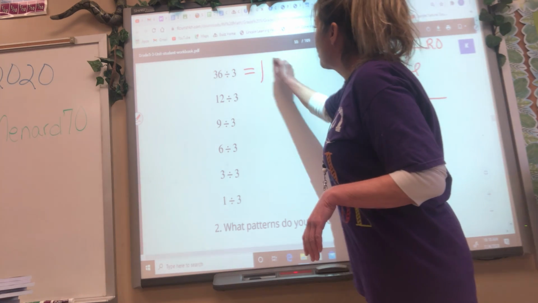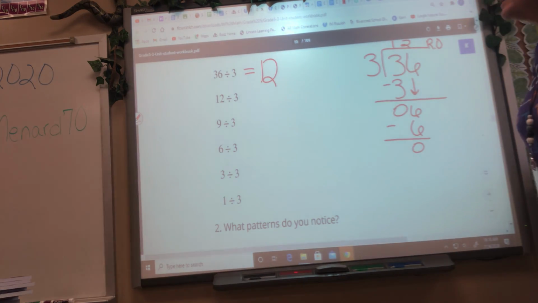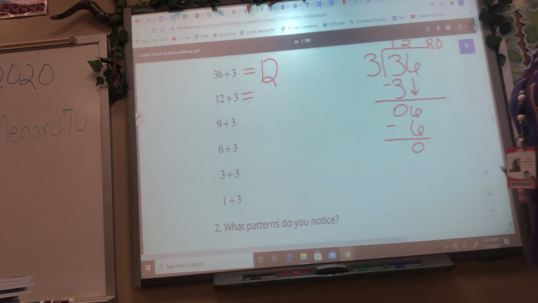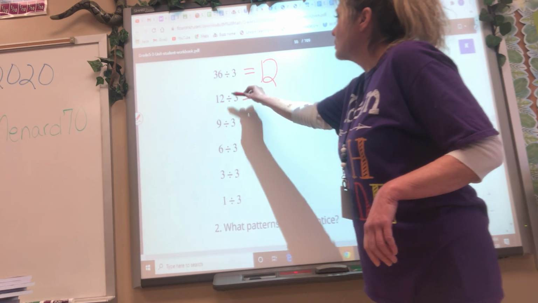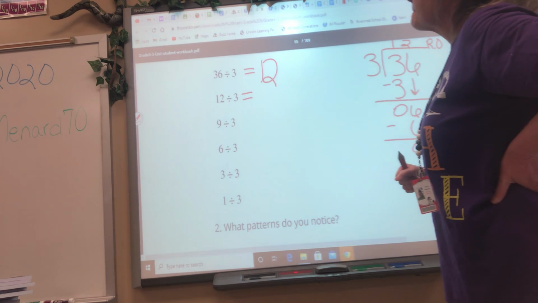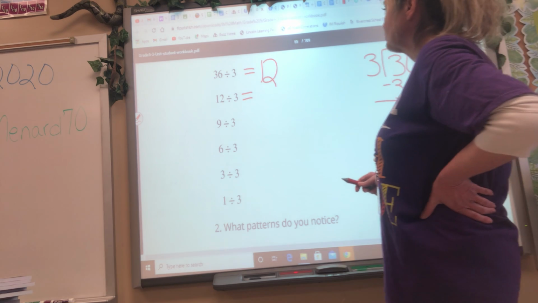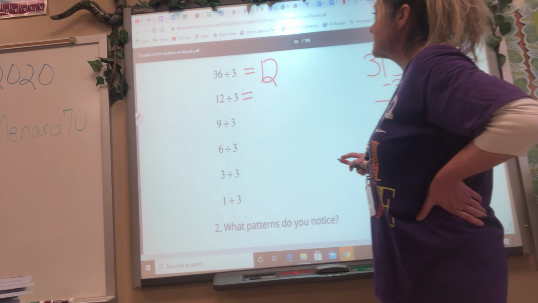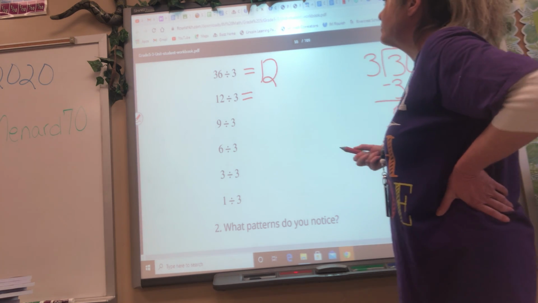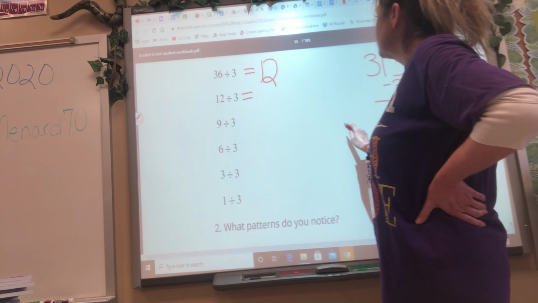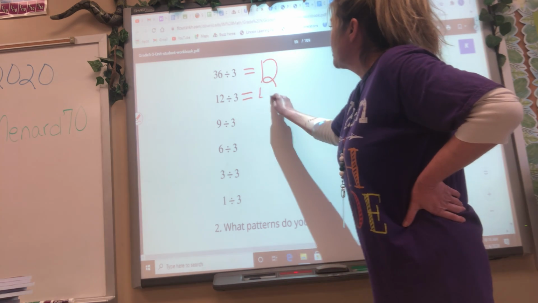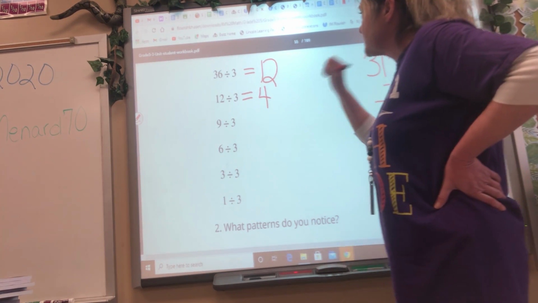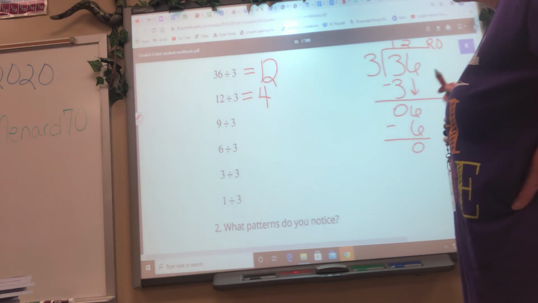So if this is 12, and this is decreasing, it decreased by how much? 36 minus 12, think about how much that's decreasing. Let's look, 12 divided by 3. We can do mental math on that. And we see that it came down by 3.